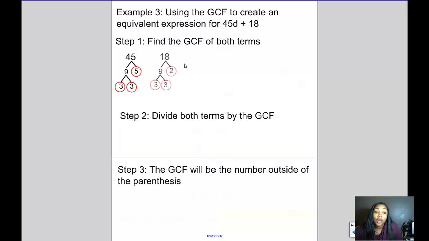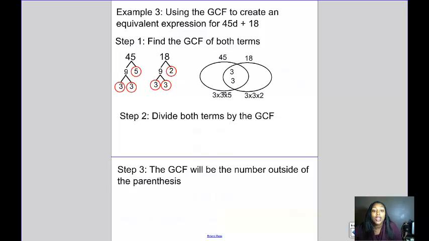And we learned that several chapters ago, how to find the greatest common factor, which basically means that we're going to do our factor tree, then we're going to pull out of our factor tree our Venn diagram, and then from there we'll find our greatest common factor.